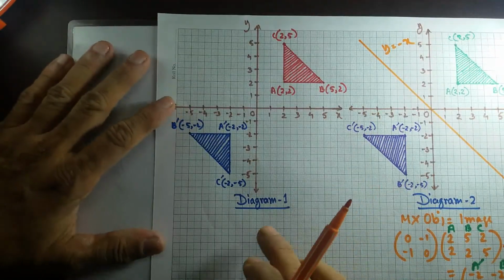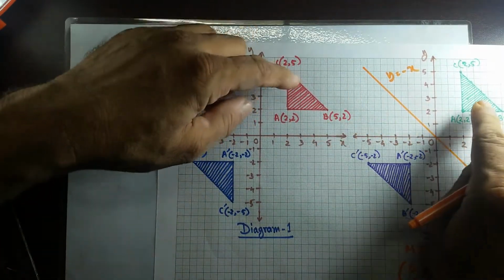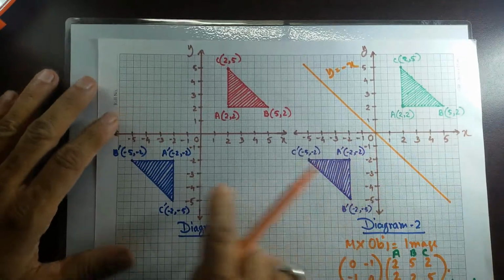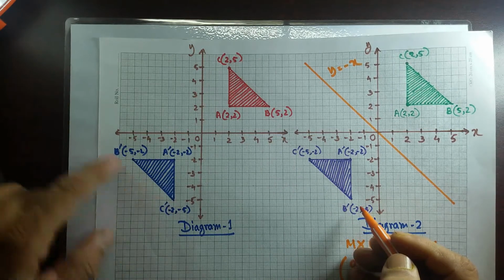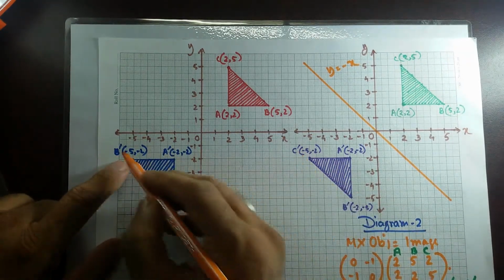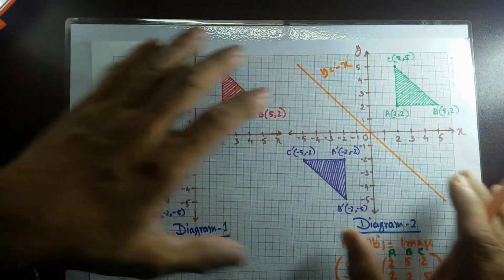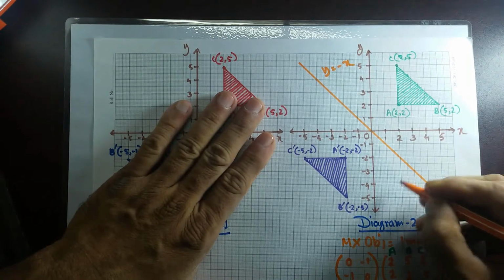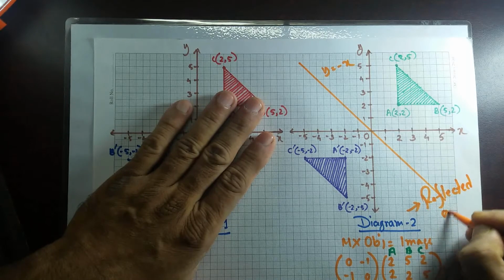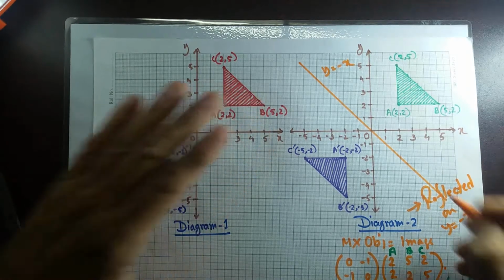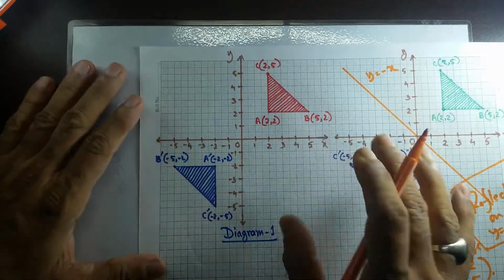But now concentrate on diagram 1. You can see that the object and image are almost the same, but look at these two coordinates, B prime and C prime. They are just switched. In the place of C prime I have B prime, and in the place of B prime I have C prime. So definitely, this is not an example of reflection on the slant line y equals minus x. This one is not a reflection. So what can it be?